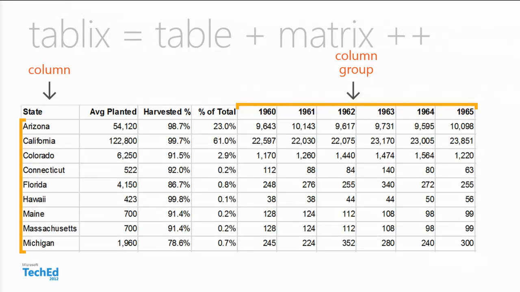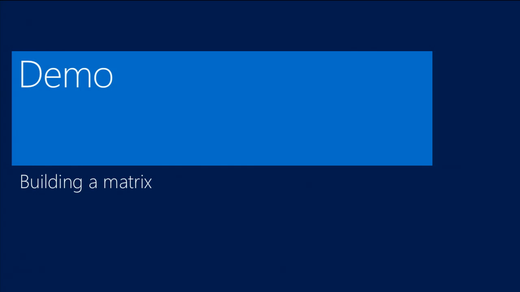It can be a hybrid. So here we've got column groups, but as a bonus, we've got static columns like a table. That was something that was impossible to do before. So let's build one of those.